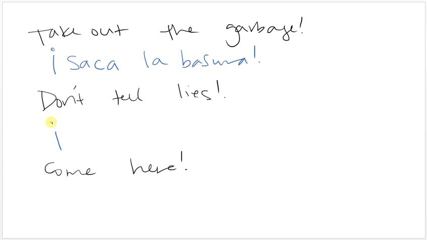Don't tell lies. So this is a negative command, which means it has to start with no. To tell is decir. Remember, to form the negative command, you're going to go to the yo, drop the o, add the opposite ending. For decir, the yo is digo. So we're going to drop the o, add the opposite ending. It's an IR verb, so the opposite ending is an a. And I have to add the s because it's a tú command. So no digas, and then lies is mentiras. Don't tell lies.